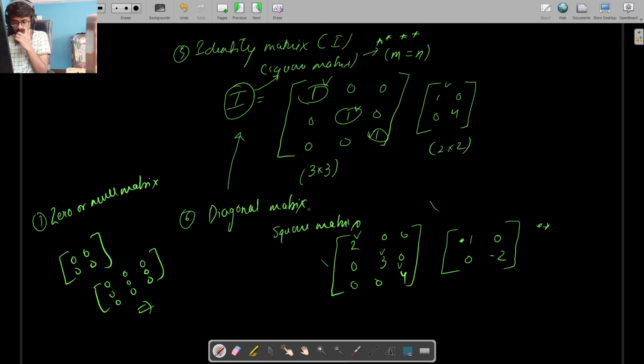Then we have the diagonal matrix. A diagonal matrix should also be a square matrix whose diagonal elements are not zero and not only ones. It can be any other number as well, but the other elements are always zeros. This also needs to be a square matrix, which is a very important criterion. And the last one is the zero or null matrix, where the entire matrix is filled with only zeros. Okay, so these are the different types of matrices.